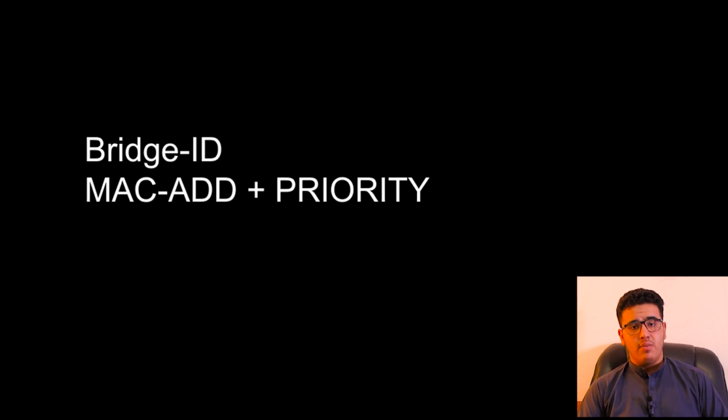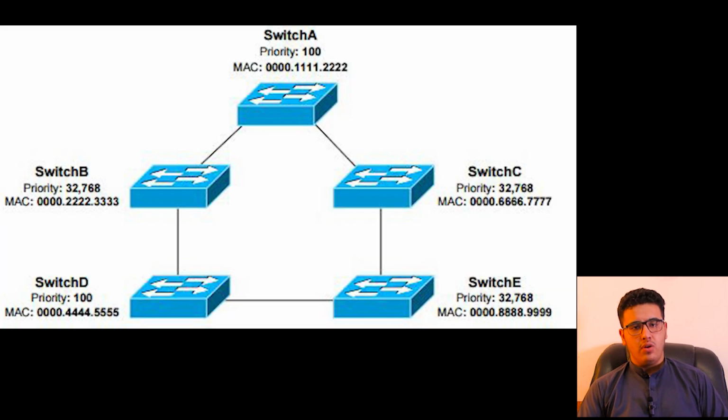Bridge ID is the combination of priority and MAC address, and the switch with the lowest priority and the lowest MAC address, in other words the lowest bridge ID, will be elected as the root switch. By default, all the switches have the same priority, but we can change those priorities manually, and the lowest priority will become what? The root switch.